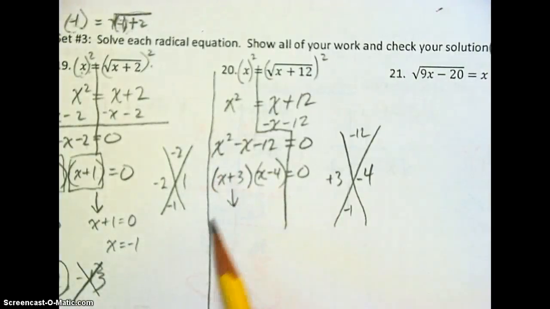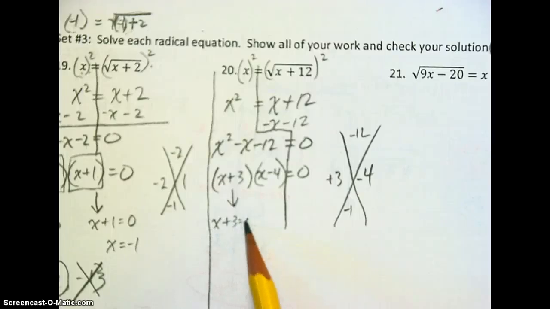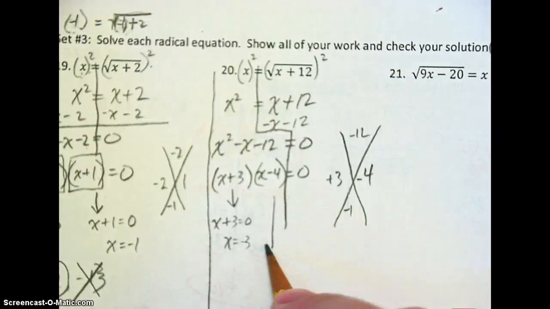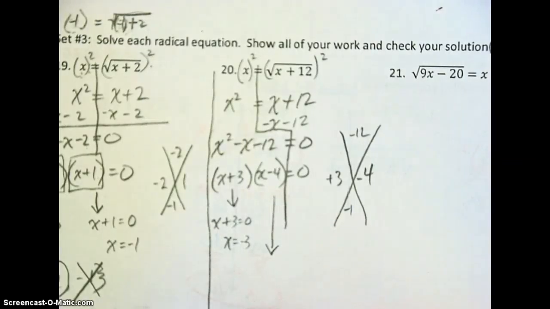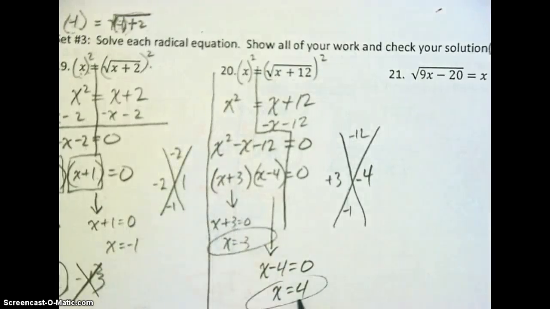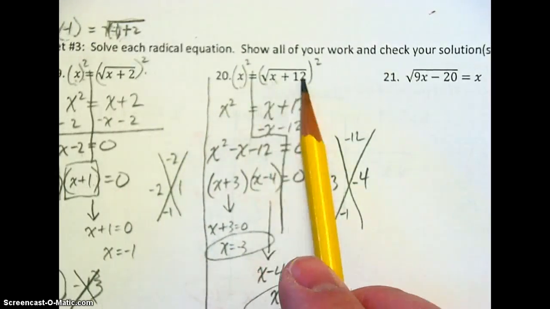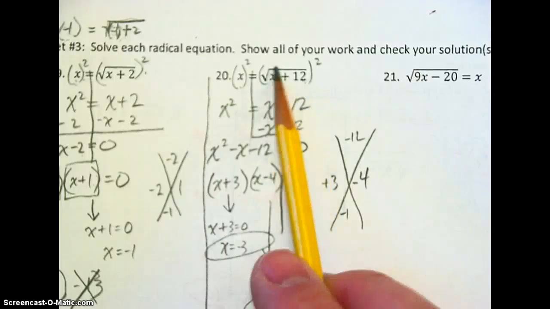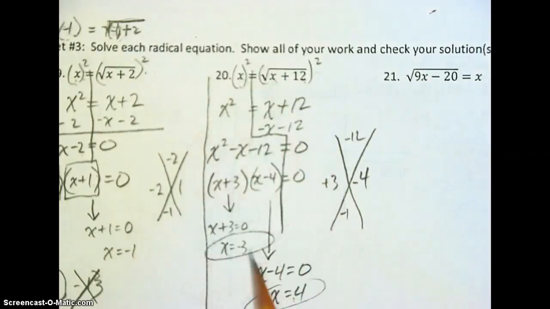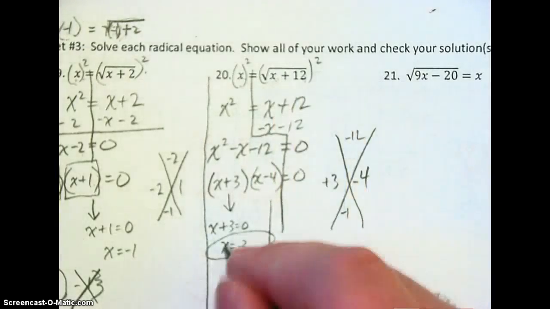So, x plus 3 equals 0 when x equals negative 3. X minus 4 equals 0 when x is 4. Good. So we got our two solutions. We test them both out. 4 equals, what's 4 plus 12? 16. A root of 16, is that 4? Yes. Good. Put negative 3 in. Negative 3 plus 12 is? 9.